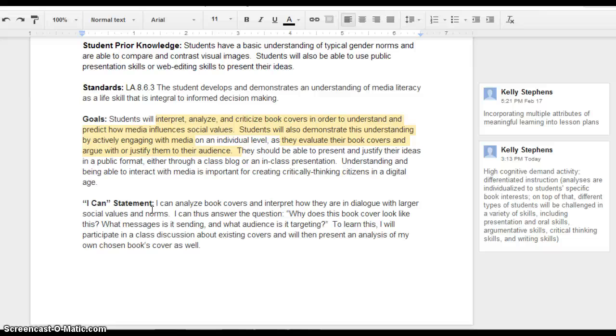They're supposed to engage with media on a new level, and they should be able to evaluate book covers and maybe even argue or justify why book covers are acting the way they are. To understand how media influences our values is really important, especially because this is a digital age and you need to have citizens who are critically thinking about this in order to navigate through the world.